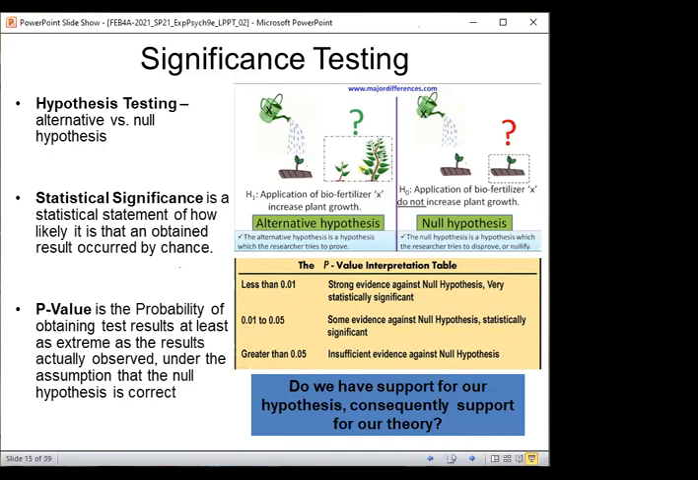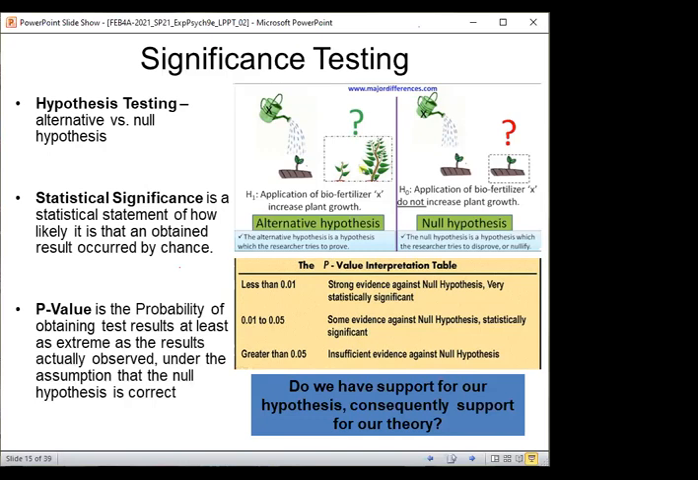We could not obtain that result from 1 out of 10 or so thousand times. So that's good. That gives us strong evidence against the null hypothesis. It's very statistically significant. That tells us that we're very confident that our biofertilizer X does indeed make plants grow faster. It increases plant growth. So that's what we mean by the p-values and what those p-values represent.